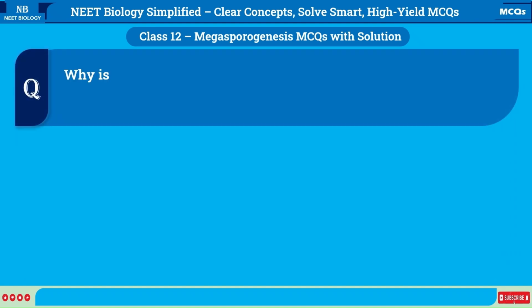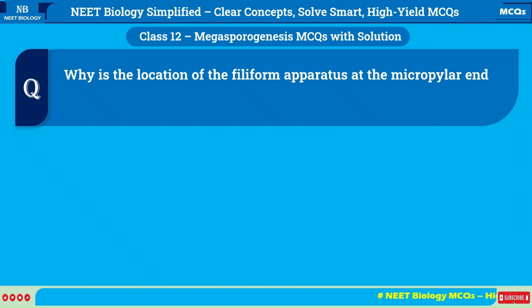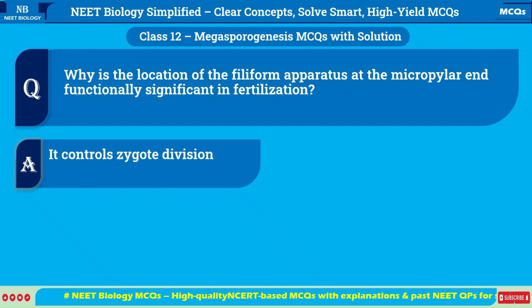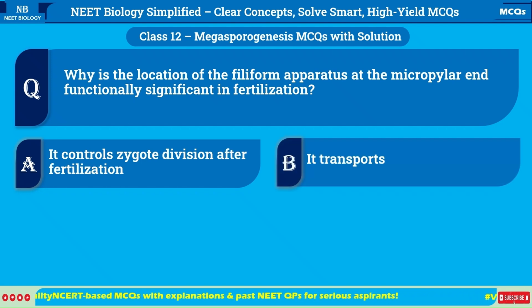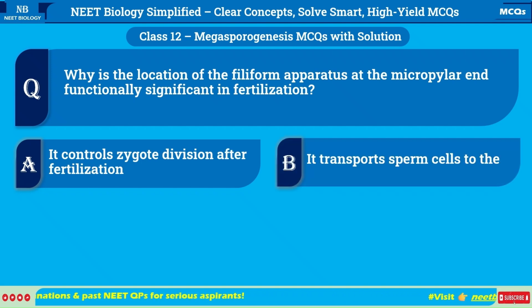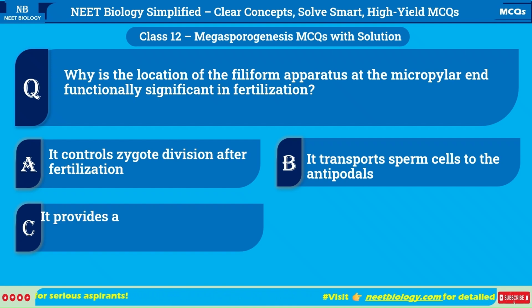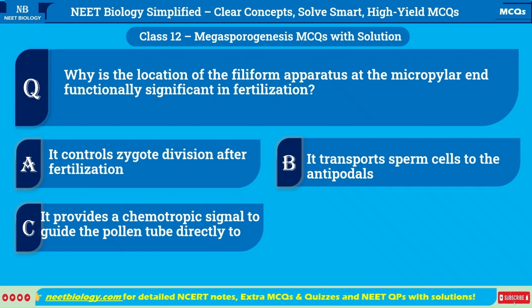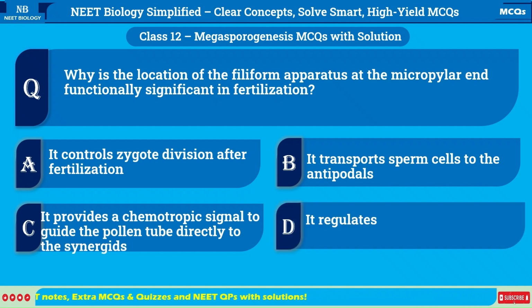Why is the location of the filiform apparatus at the micropylar end functionally significant in fertilization? A. It controls zygote division after fertilization. B. It transports sperm cells to the antipodals. C. It provides a chemotropic signal to guide the pollen tube directly to the synergids. D. It regulates ovule polarity and embryo sac development.